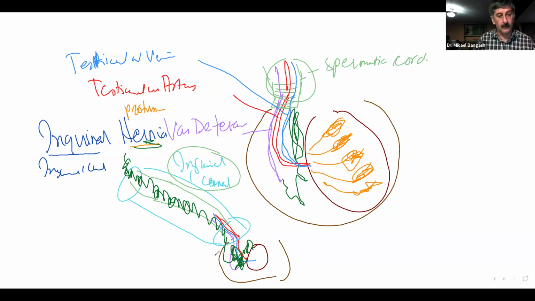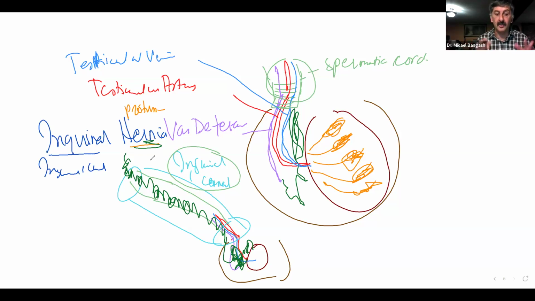Now, what may cause that? We can say a slight structural weakening in the inguinal canal. Or, for instance, if a person is straining too much, either when peeing or, as a matter of fact, passing stools. What may that cause?